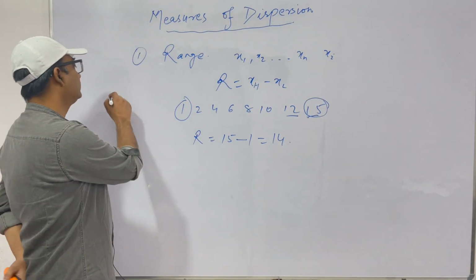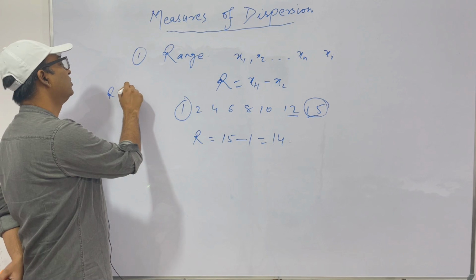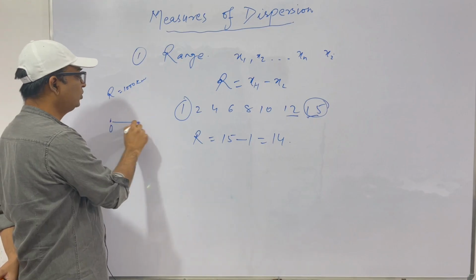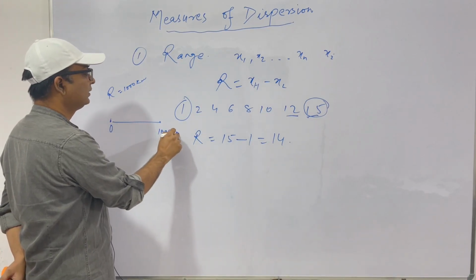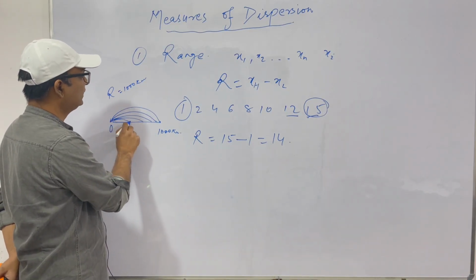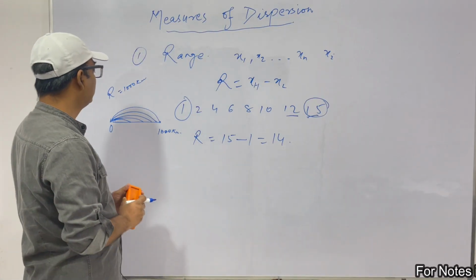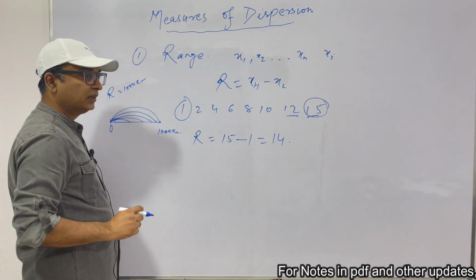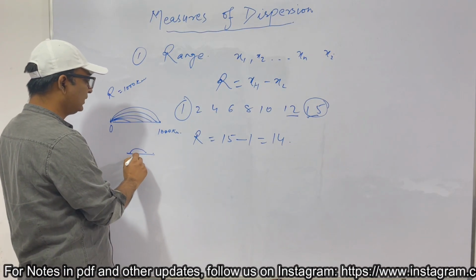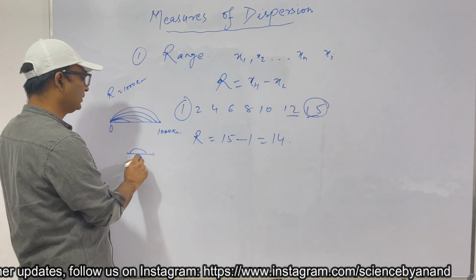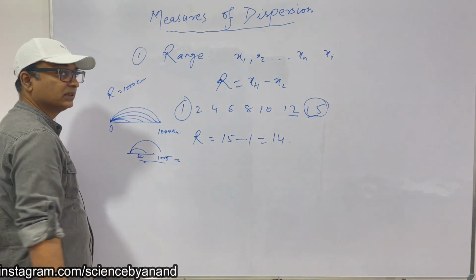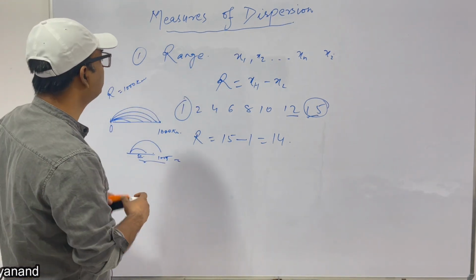Like we say the range of a certain missile is 1000 kilometers. What it means? It means if fired, it can go from 0 to 1000 kilometers. This is range. Practically it's not from 0. Every missile has a certain limit, a minimum range also. So if a certain missile's minimum range is 5 kilometers and maximum is 1005, so the range is 1000 kilometers. So this is about range. This is a very simple concept.